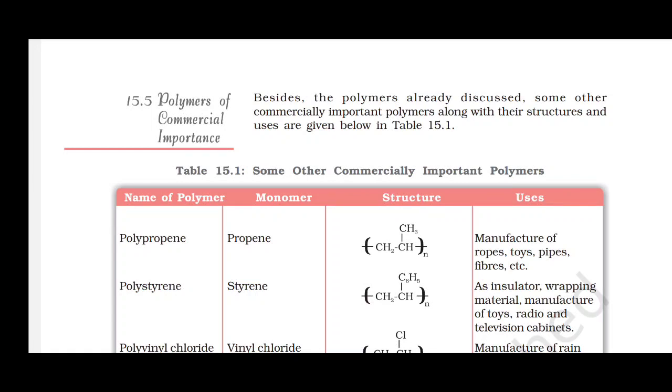Polymers of commercial importance. Besides the polymers already discussed, some other commercially important polymers along with their structures and uses are given below in Table 15.1, which comprises some other commercially important polymers.